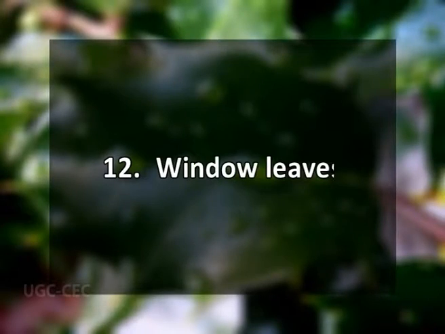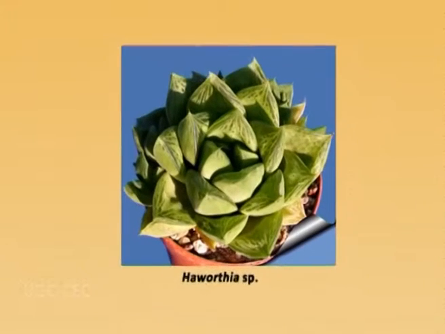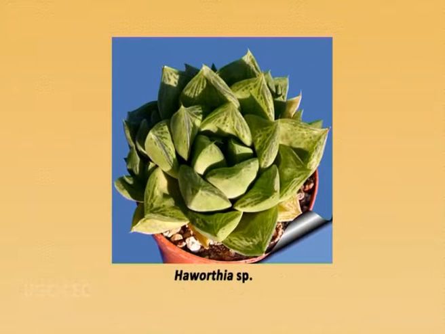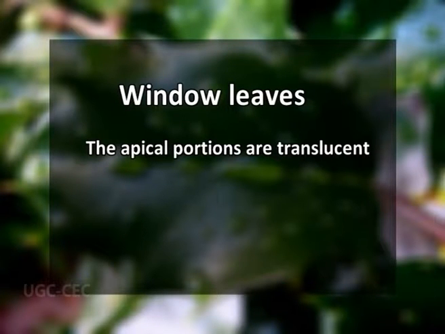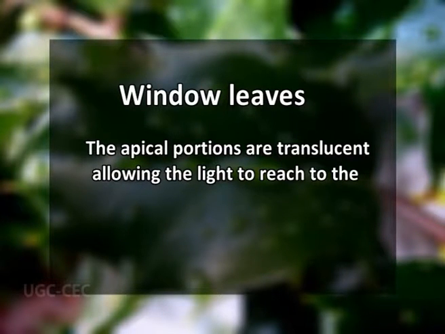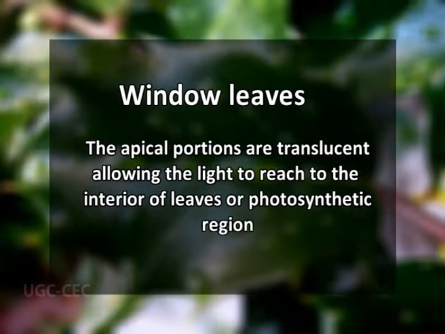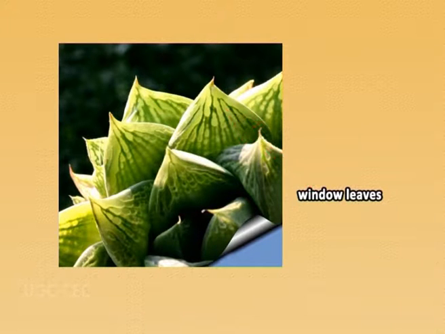One more important adaptation found in xerophytic plants is the occurrence of window leaves. This adaptation is best shown by the leaves of Haworthia retusa against water stress. The leaves of the species are small, deltoid shaped, forming a rosette. The apical portions of these leaves are translucent, which allows the light to reach the interior of leaves or photosynthetic region. These translucent windows expose the photosynthetic tissue to light, and thus such leaves are called window leaves.